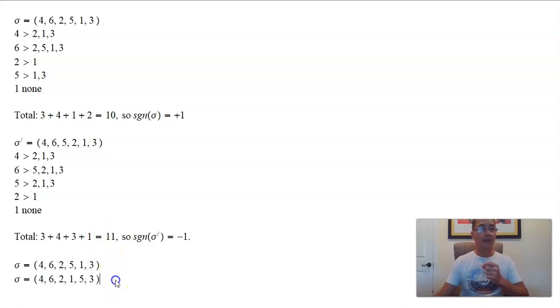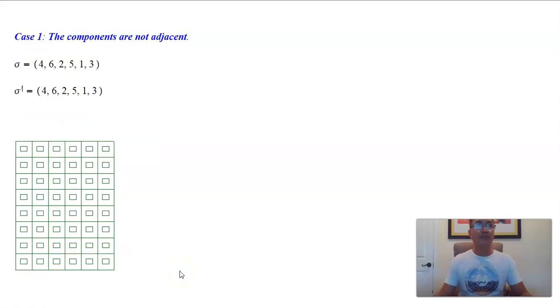Okay, so this time, instead of gaining an inversion, you lost an inversion. We should be looking actually at this original one. 5 is bigger than 1 and 3. 5 is now only bigger than 3. So we lost an inversion here. There are only 9 inversions this time. So the sign of this new permutation, sigma prime, is now -1. Still negative, the opposite of the original sign.